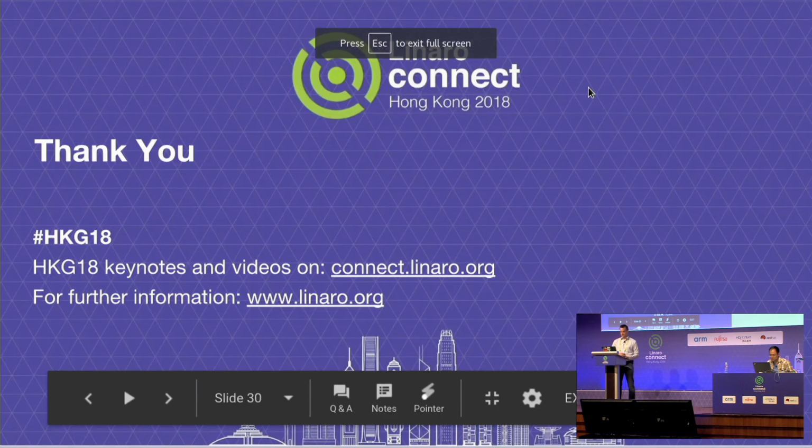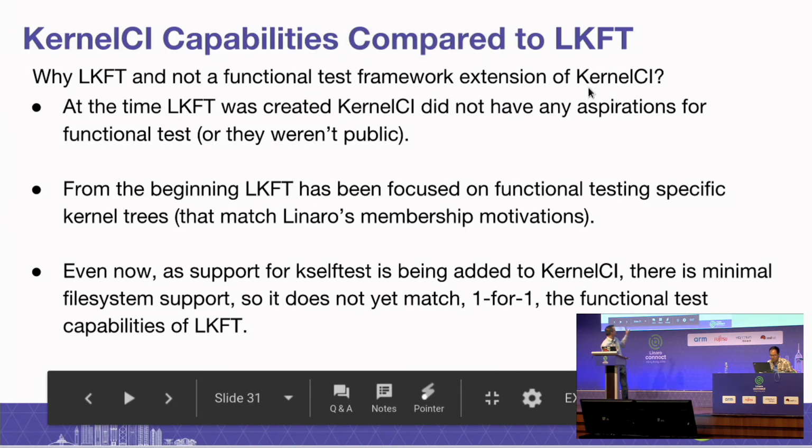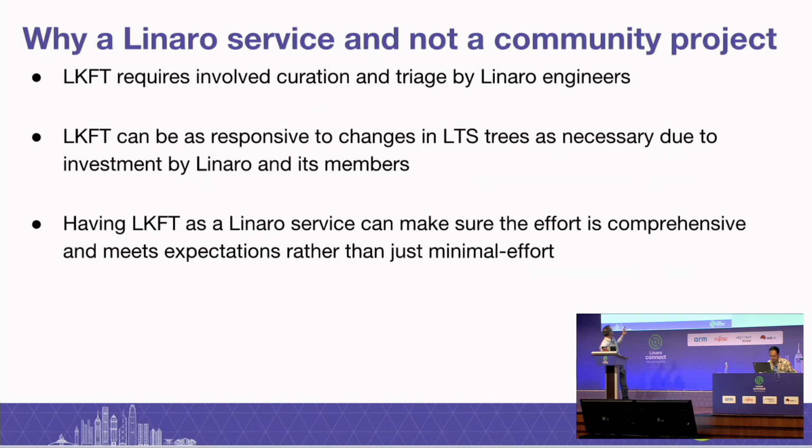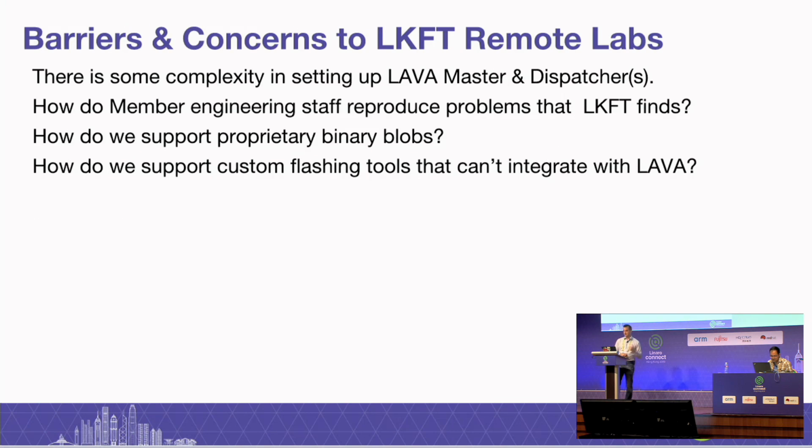So there is some backup material that I'm not going to go into. It just discusses kernel CI versus LKFT, and also discusses LKFT as a service rather than a community project, and some of the barriers and concerns. These are some things that we still have to answer, but we'll answer these with you. Like I said, binary blobs, we think we can support them. We just haven't had a use case for them internally yet. How do we support custom flashing tools that are hard to integrate with Lava? That still needs to be solved. We recommend that you use flashing tools that are easy to integrate with Lava. Otherwise, you have to solve that with us, or rather solve that on your own.